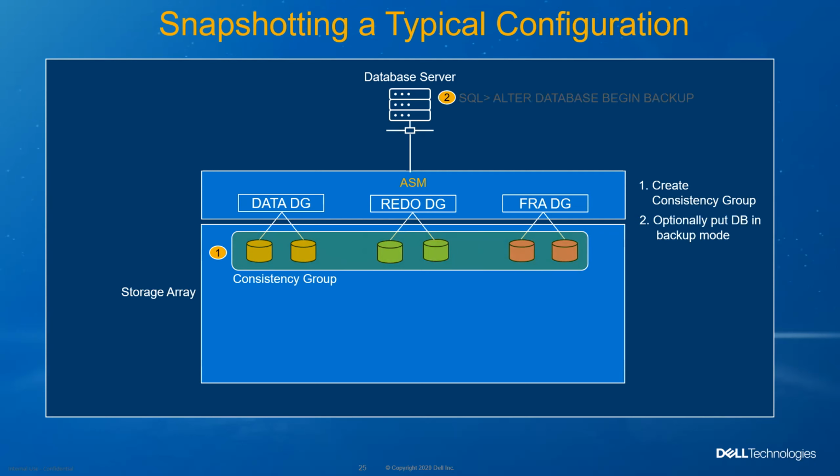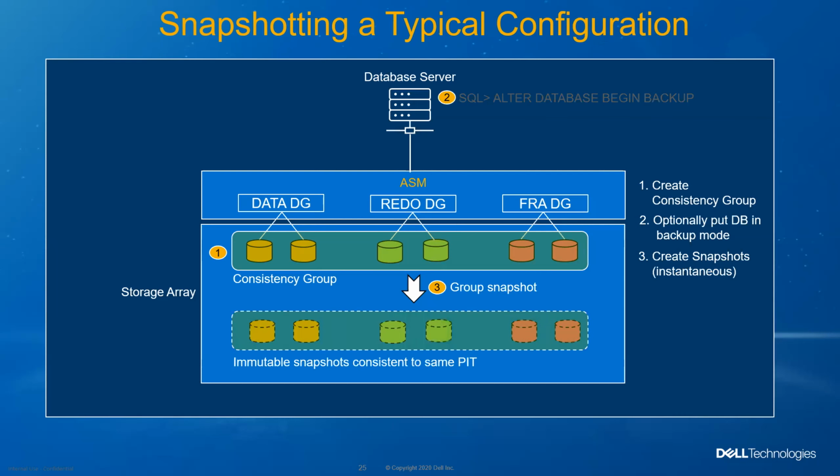You'd put the database into backup mode, and then you would create a consistent snapshot of the entire group. And what that would do would be to create the snapshots of all the LUNs in that consistency group at the exact same point in time. And because these snapshots are instantaneous, it really doesn't matter how many LUNs there are in that consistency group, because they take such a short time to create. They can all be created at almost an instantaneous point in time.